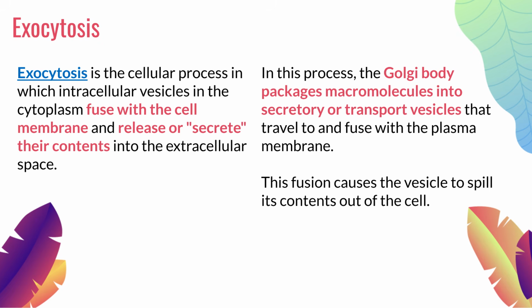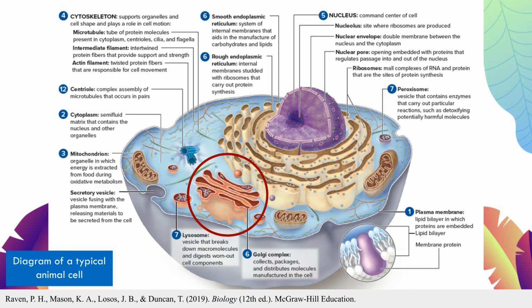Exocytosis is the cellular process where intracellular vesicles fuse with the cell membrane to release their contents into the extracellular space. The Golgi body packages macromolecules into secretory or transport vesicles. Fusion of these vesicles with the plasma membrane spills their contents out of the cell.